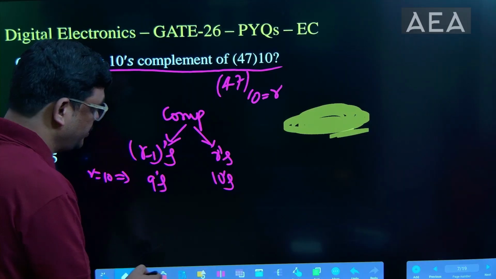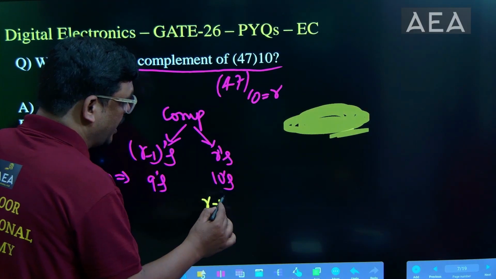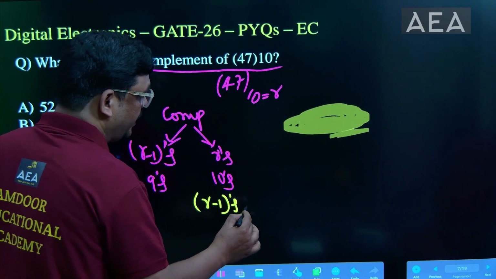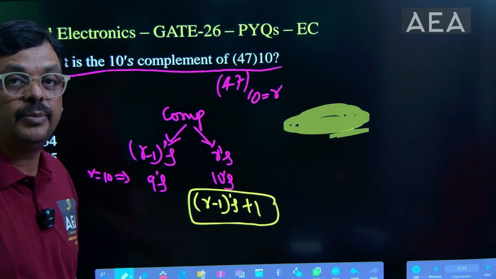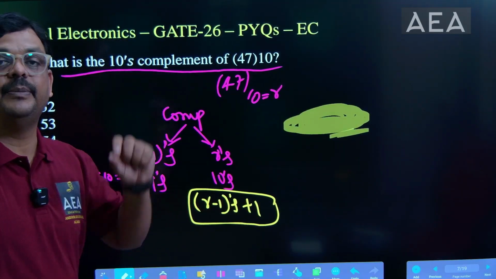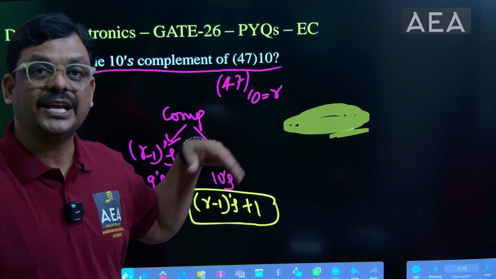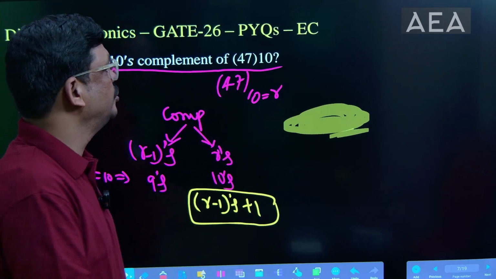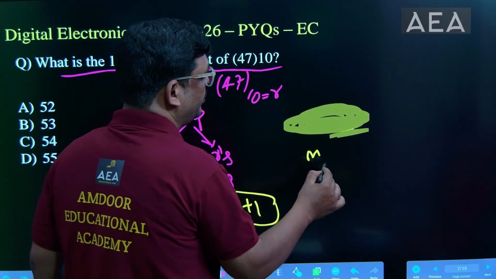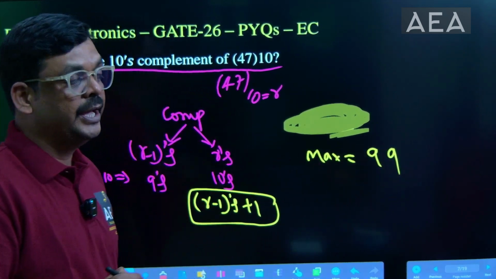What is the standard procedure here? First of all, we have to find the R-1's complement. Later, add 1 to this. And how do we find the R-1's complement? Subtract the given number from the maximum possible number. Here the number is a decimal number, so the maximum digit is 9. In the decimal number system, the maximum digit is 9. So using 2 digits, the maximum number is 99. And subtract the given number.